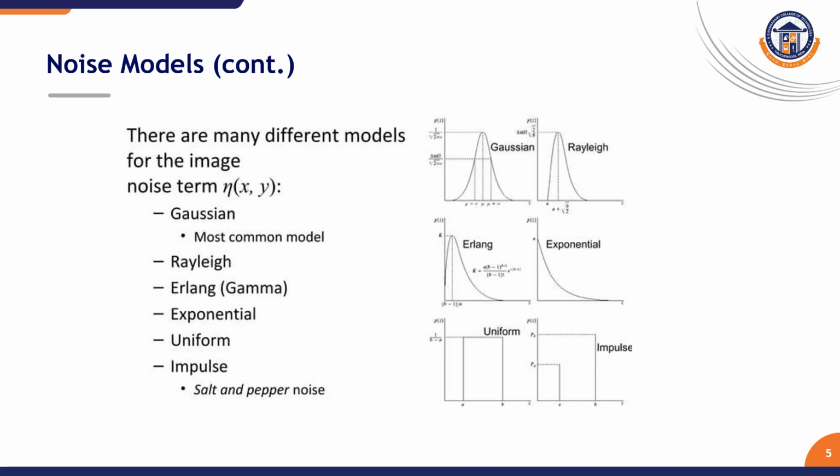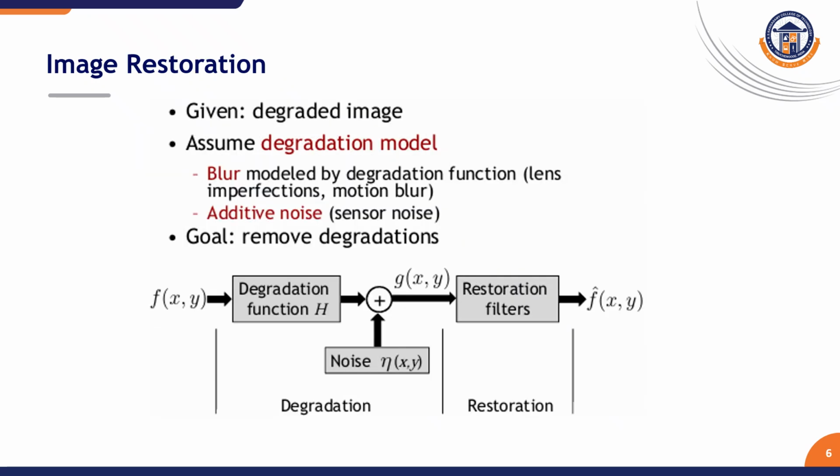Here the different types of noises are given: the Gaussian noise, Rayleigh noise, Erlang, exponential, uniform, and impulse. Generally, impulse noise is known as salt and pepper noise. The most common noise model is Gaussian noise, and the Erlang can be represented by Gamma noise. These are the noise models.